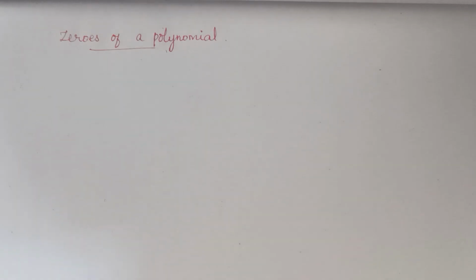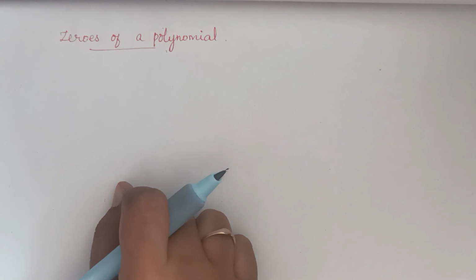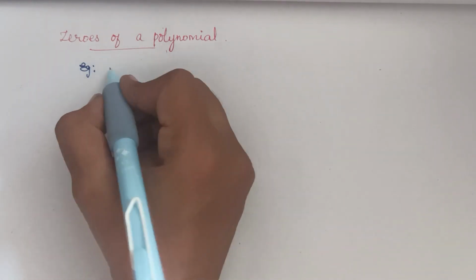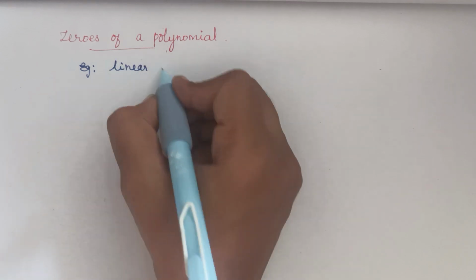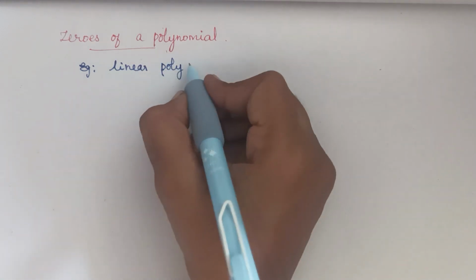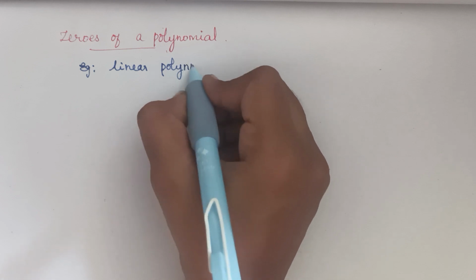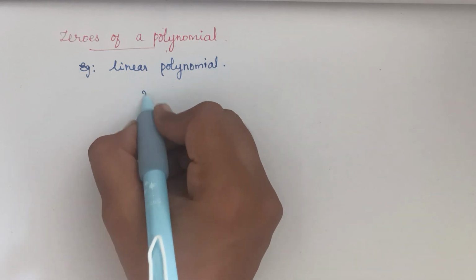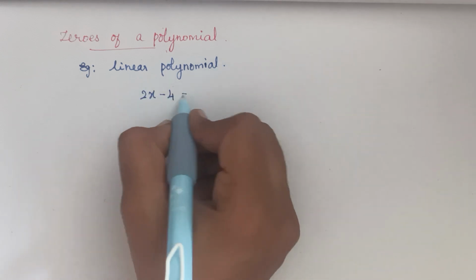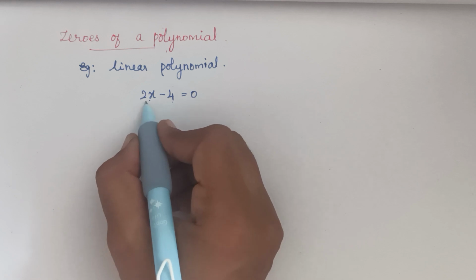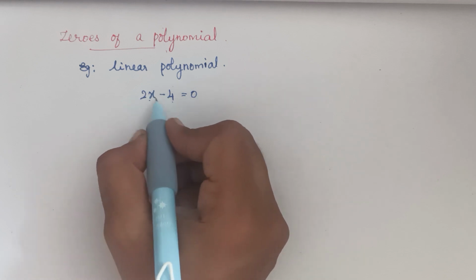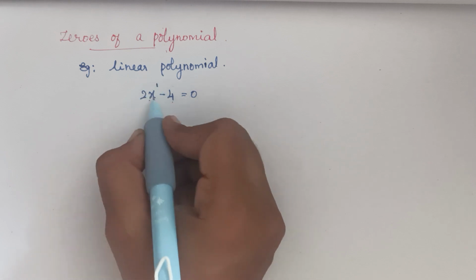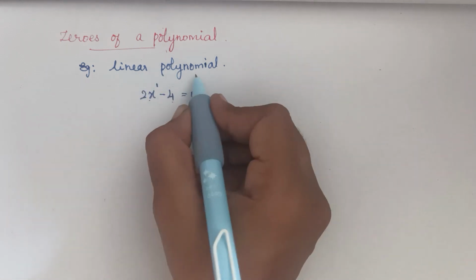Okay, now we are going to see about zeros of a polynomial. We'll go for the example of a linear polynomial. Linear polynomial means the degree of the polynomial will be 1, right? So that is called the linear polynomial. For example, 2x minus 4 is equal to 0. Here two terms are there, but what is the degree of this polynomial? 1. So only 1 is the degree, so it is called the linear polynomial.